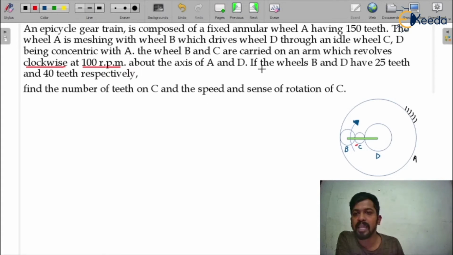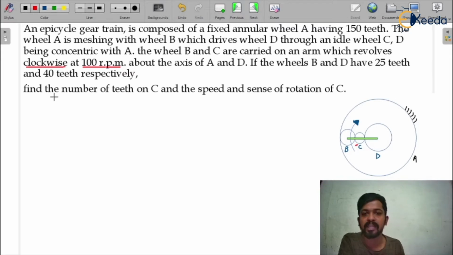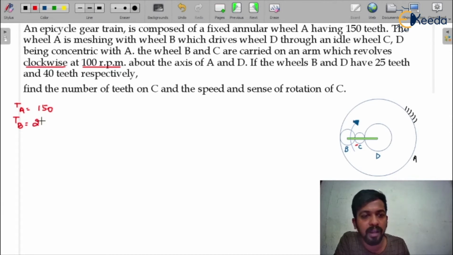So if the gears B and D have 25 teeth and 40 teeth respectively, find the number of teeth on C and the speed and sense of rotation of C. We need to find out the number of teeth, the speed and the direction of rotation of gear C. So we will solve this question. First we have written what is given in the question. The number of teeth on gear A is 150, number of teeth on gear B is 25, and number of teeth on gear D is 40.